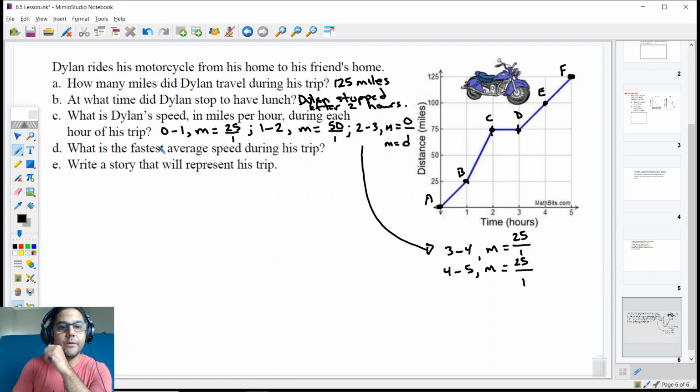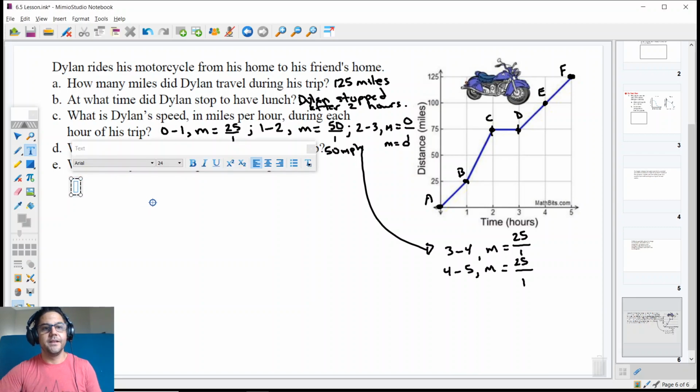Oh, right there, part D. What is the fastest average speed during his trip? We just said that. So during hour 1 to 2, he went 50 miles per hour. So 50 mph. Write a story that will represent his trip. So you're just going to go ahead and put a small paragraph there. Not really a paragraph. You can say Dylan and then submit a few sentences, just a little scenario.